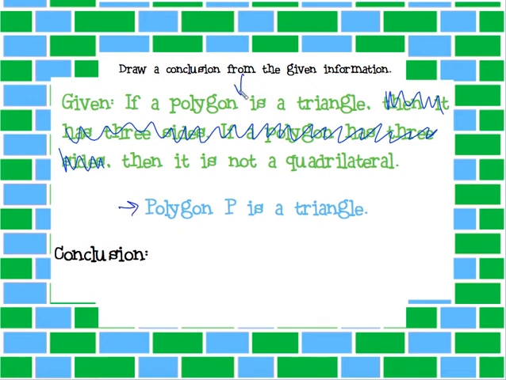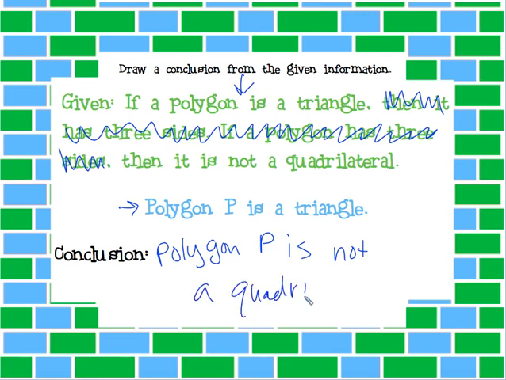So it's saying that this happened for polygon P. So from law of detachment, we know if this happened, this happened. So our conclusion or conjecture could be polygon P is not a quadrilateral. And that's it.